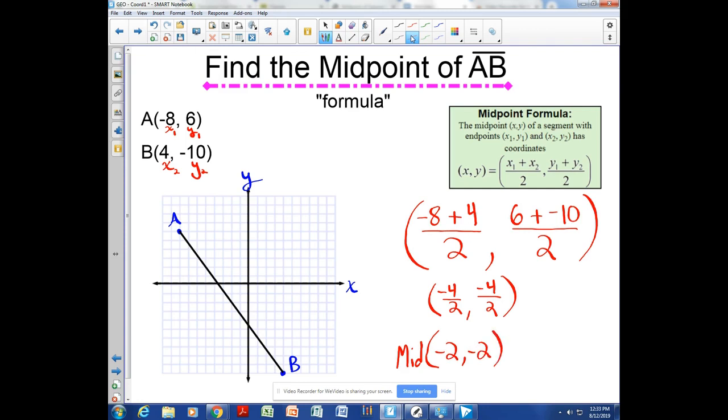We can go on to our graph. Negative 2 would be right there. And I can label that once again M. That's the midpoint.